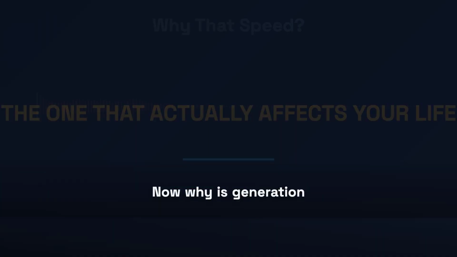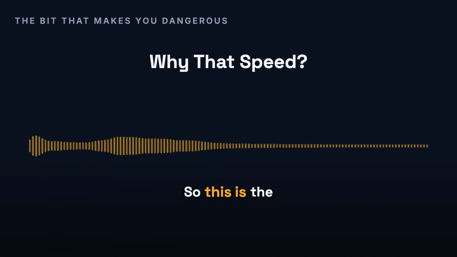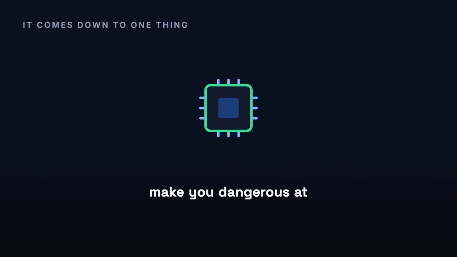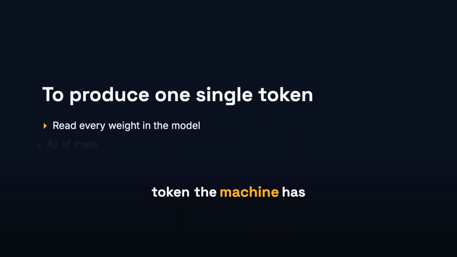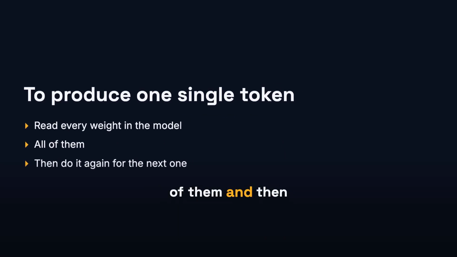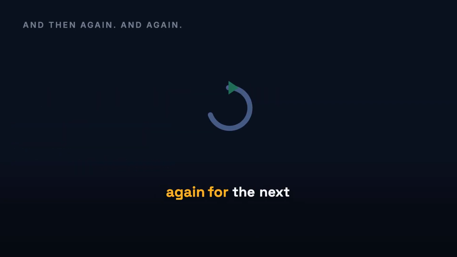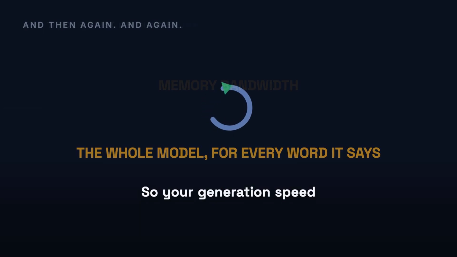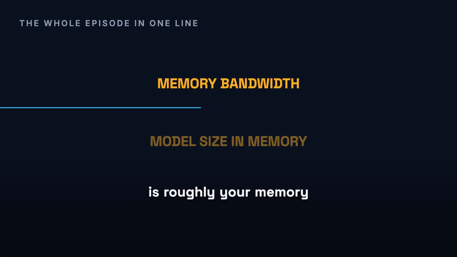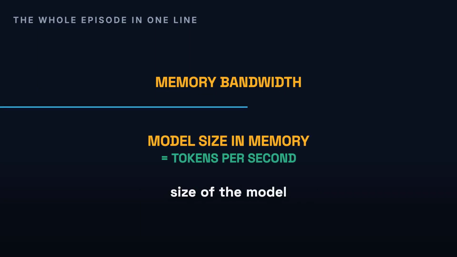Now, why is generation speed whatever it is? So this is the bit that's going to make you dangerous at parties, or at least at the kind of parties I go to. Remember what I told you back in episode 2. To produce one single token, the machine has to read every weight in the model, all of them, and then it turns around and does the whole thing again for the next token, and again for the one after that. So your generation speed is, roughly, your memory bandwidth divided by the size of the model sitting in memory.